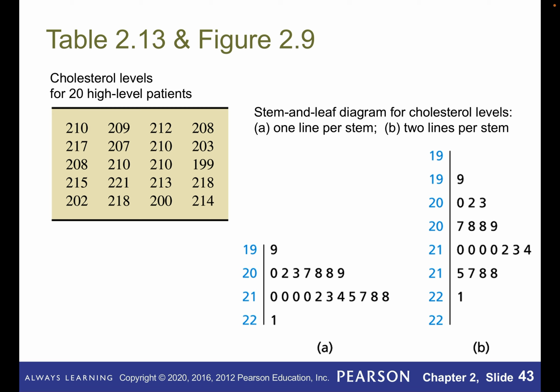Whereas in part B, every digit except the ones digit is taken to be the stem, but we have two stems. For example, the 19 is included twice, and so the leaves that would go with the first 19 would be 0 through 4, and then the leaves that would go with the second 19 would be 5 through 9. So in part B, we're using 2 lines per stem as opposed to 1.